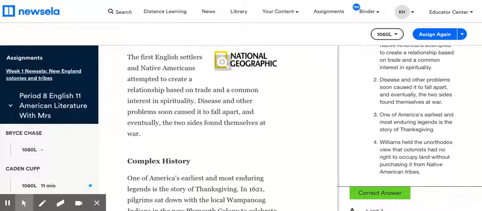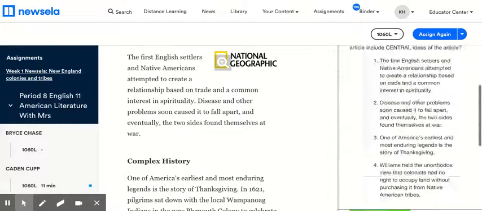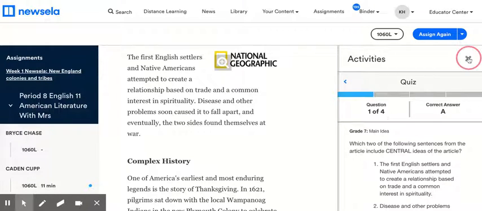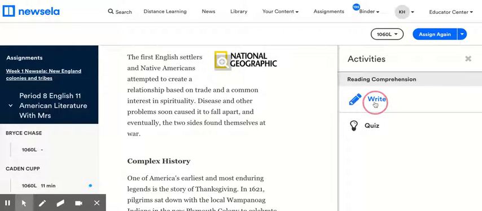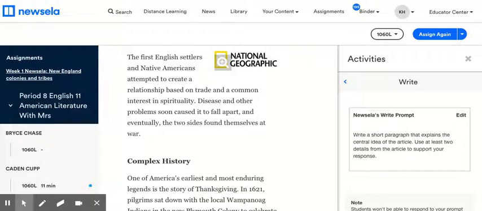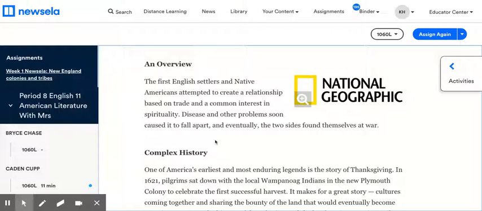However, I'm going to read it in depth, and then I'm going to go back and answer these questions. Make sure you answer the questions, and the other activity listed is Write About It. Write us a cute little paragraph right here, follow the directions, and then let us know if you have any questions on Newsela. Okay, bye.